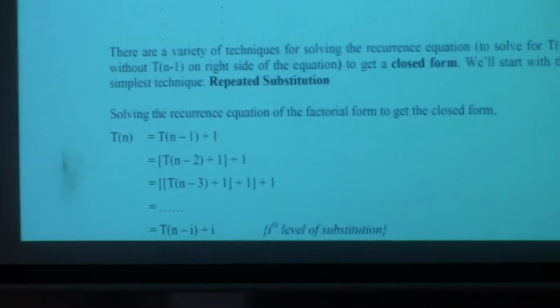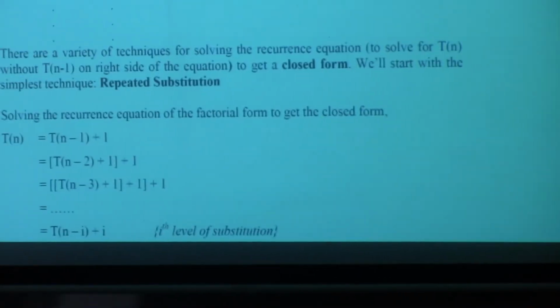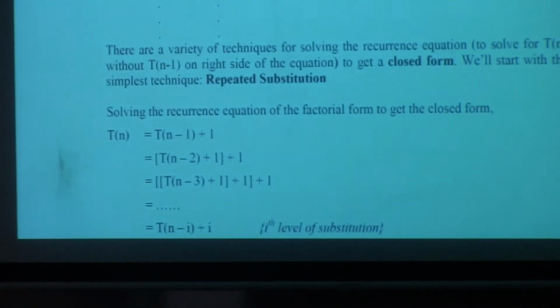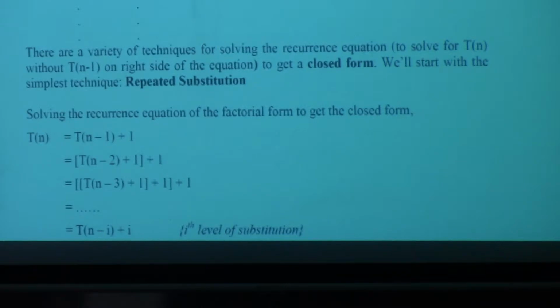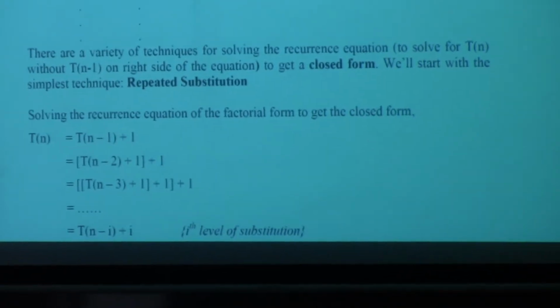Okay? All right, so this is a technique called repeated substitution. Notice that we have T(n) = T(n-1) + 1. This is called the recurrence. We want to find out what T(n) is in what I call the closed form. The closed form means that T(n) cannot have another T on the right side of it.